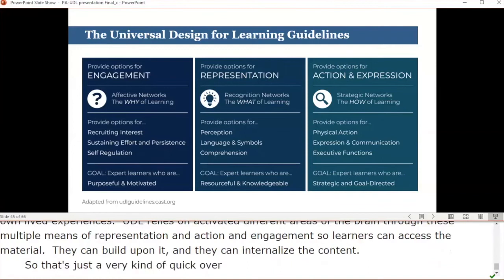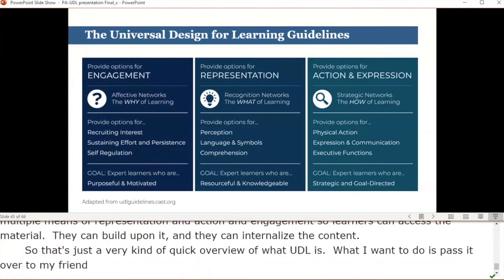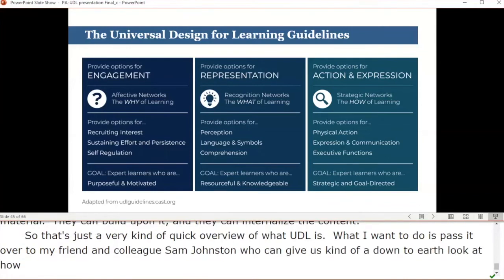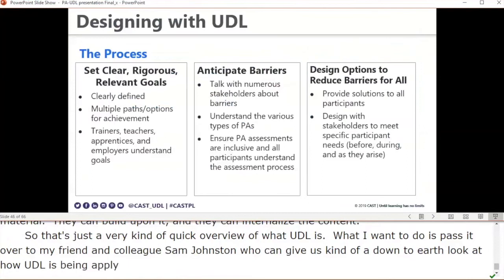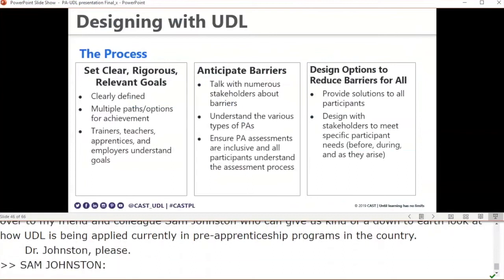And what I want to do is pass it over to my friend and colleague, Sam Johnston, who can give us kind of a down-to-earth look at how UDL is being applied currently in pre-apprenticeship programs in the country. So Dr. Johnson, please. Great, thank you so much, Caleb.